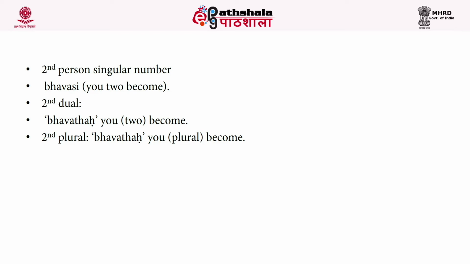Third, Svaritanitah kartrabhipraye kriyaphale 1-3-72. The sutra states that the atmanepada suffixes are introduced after a root which has a vowel with svarita, circumflex accent, or n as an indicator, when the result of the action goes to the agent. For example, yajate performs a sacrifice for himself, but yajati performs a sacrifice for someone else.